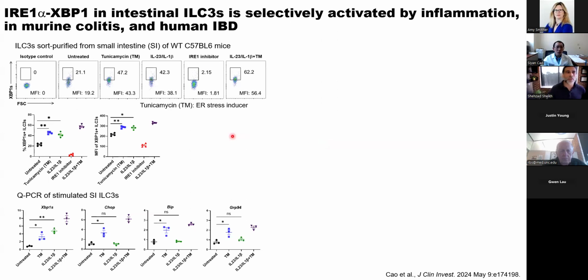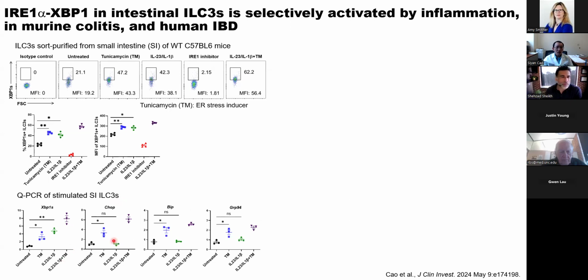So to answer the first question, I first purified ILC3s from the small bowel of wild-type mice, and I treated the cells with IL-23 and IL-1 beta as a combination of two cytokines, as well as tunicamycin, which is a commonly used ER stress inducer, as well as IRE1 inhibitors. And here you can see the combination of two cytokines is sufficient to upregulate XBP1 by both flow cytometry and qPCR here in the lower panel.